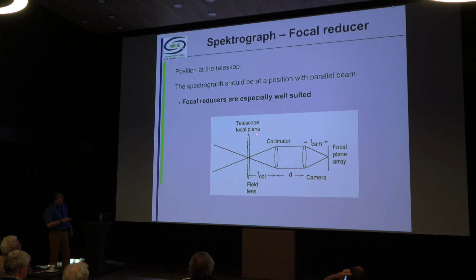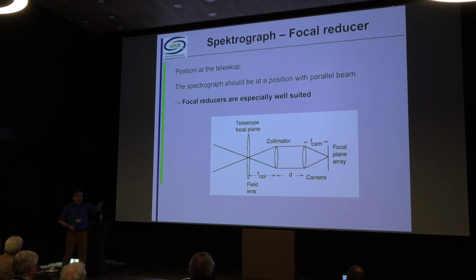So you come from the telescope to the focal plane, and then you put a field lens, and then you have a collimator lens, and then you have the camera lens, and between the collimator and the camera lens, you have an area where you have again a parallel beam. And that is a very interesting design, which is a little tricky because you have to take care of the optical aberrations of your system, but you can do a lot of these things.